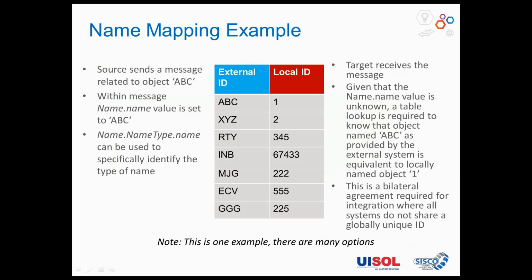So an example of that bilateral agreement is you've got a message, the source sends a message, and it's got a name of ABC, okay, so the name value would be set to ABC. The name type name would be used to specifically identify the type of name this is. When it gets to the target or the local ID, maybe that name over there, ABC, is actually 1.